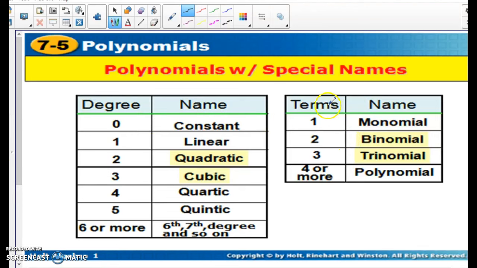And then here's my number of terms. So if I have like 7x plus 7y, it's going to be a binomial because there's 2 of them there. If I just have a 7x, it's going to be monomial. 7x plus 7y plus 7z is going to be a trinomial. More than that is going to be a polynomial.